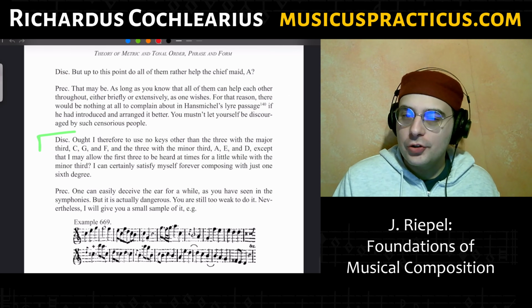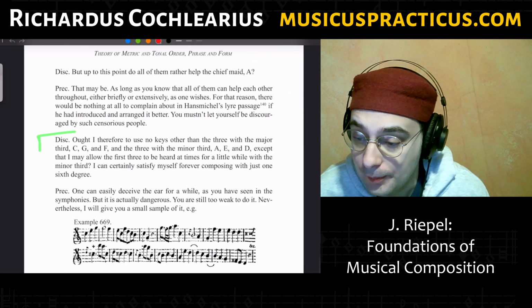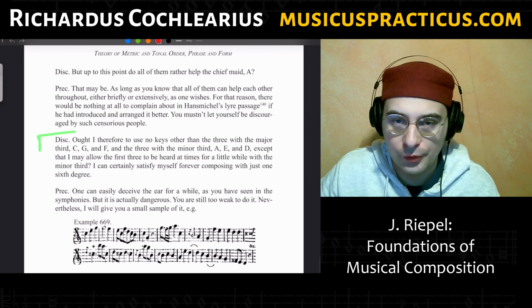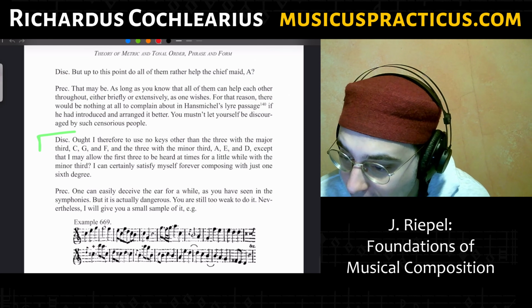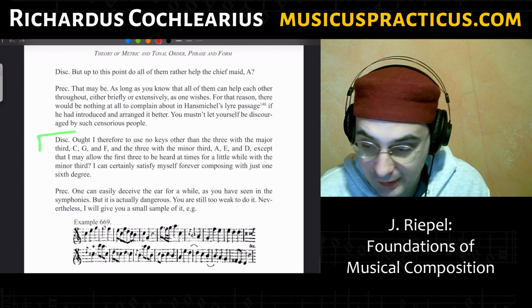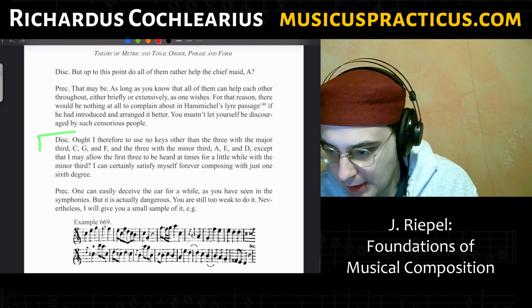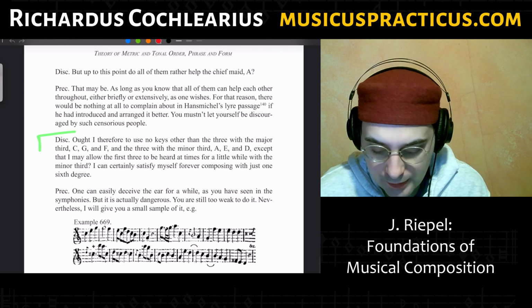Hello Musici, let's continue our journey with Riepel, and in this video we are going to continue our examples, and we are approaching the hermaphrodite fonte, so get ready. One ought either to use no keys other than the three with the major third, C, G, and F, and the three with the minor third, so A, E, and D.